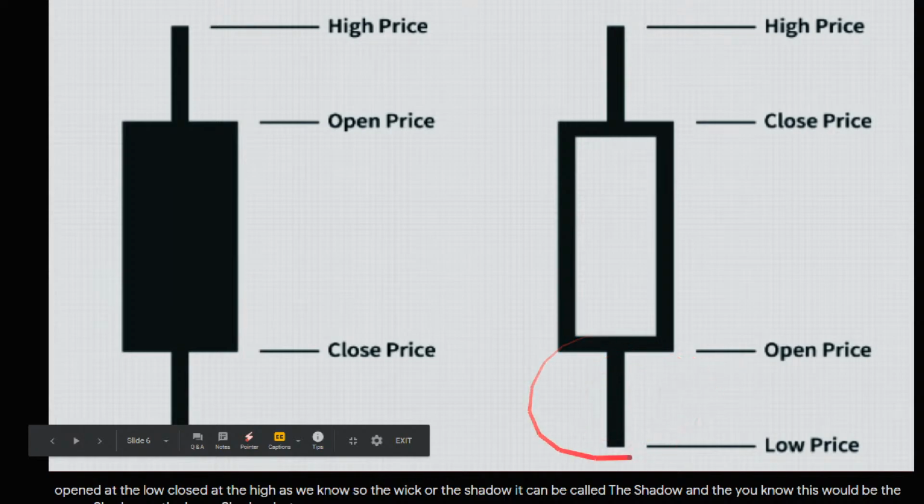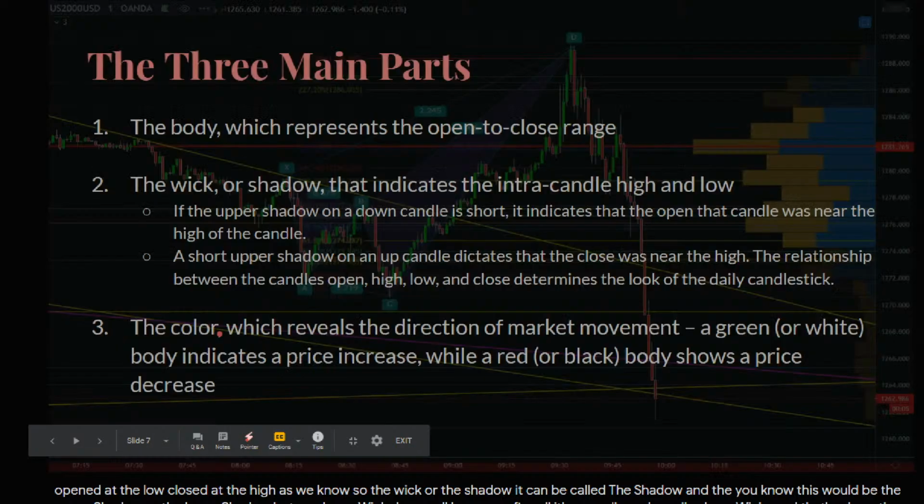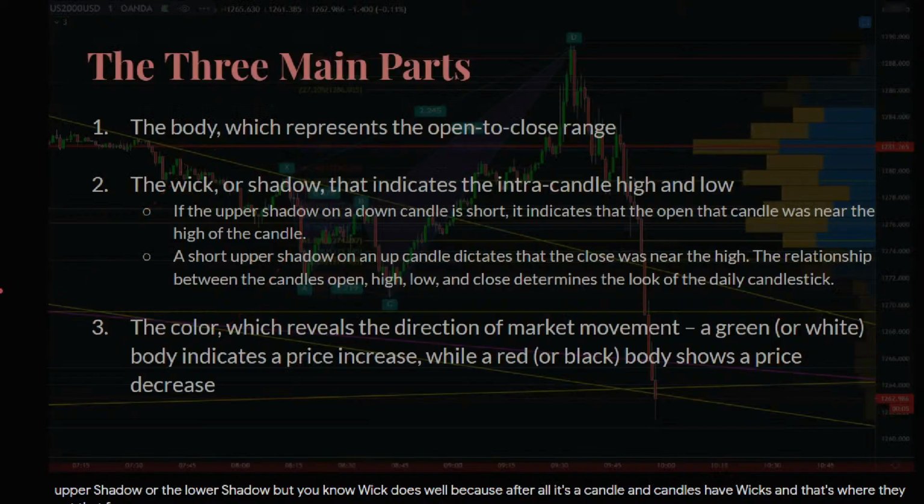But wick does well because after all, it's a candle and candles have wicks, and that's where they get that from. So the wick or the shadow indicates the intra-candle high and low. So the immediate candle high and low, so we're only specifying one particular candle as of now. If the upper shadow on the down candle is short, it indicates that the candle was near the high of the candle.